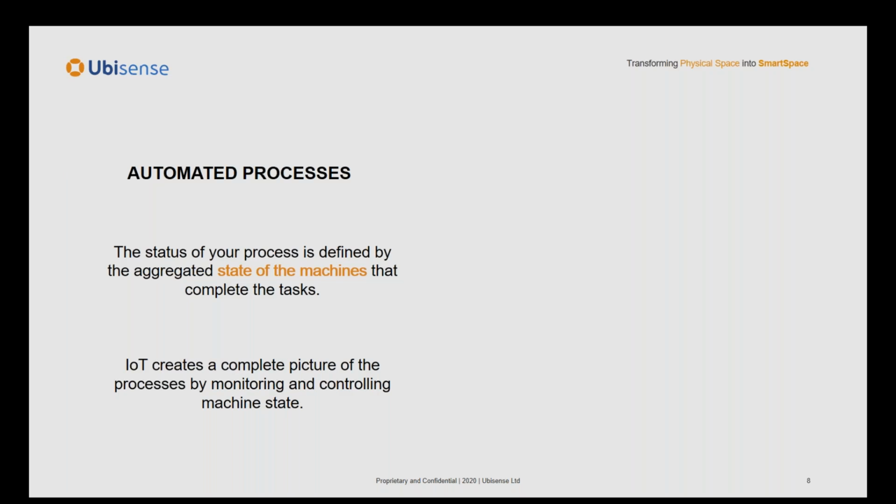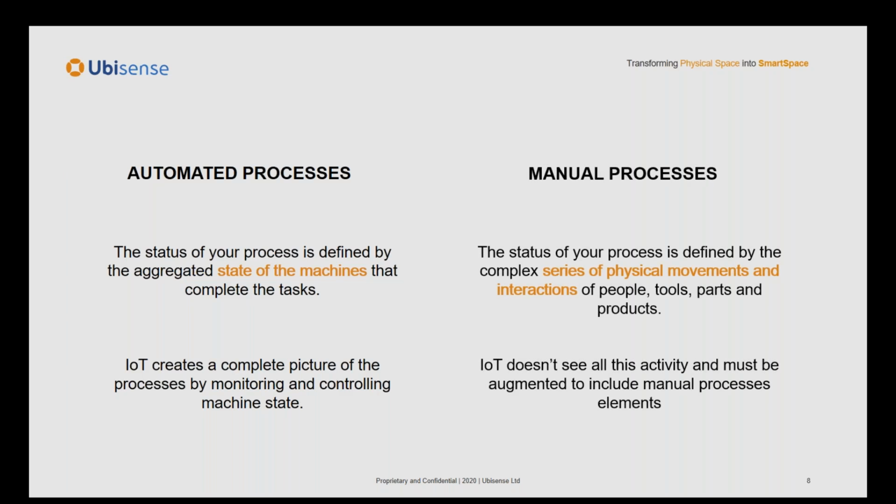But often in the industry and in manufacturing, you have a lot of manual processes. You don't have only automated processes, unfortunately. And the definition here of manual processes is that the status of your process is defined by the complex series of physical movement and complex interaction between people, tools, parts, and products. And here, IoT doesn't see all this activity, those interactions between things and people. And it must be augmented with something else to be able to deal with manual processes.